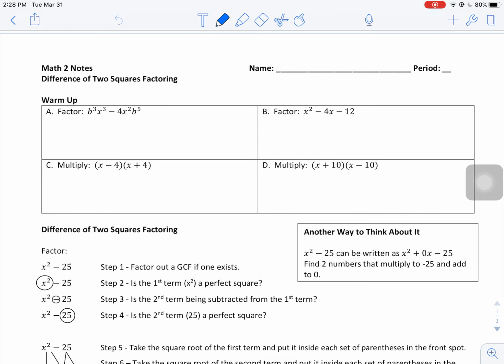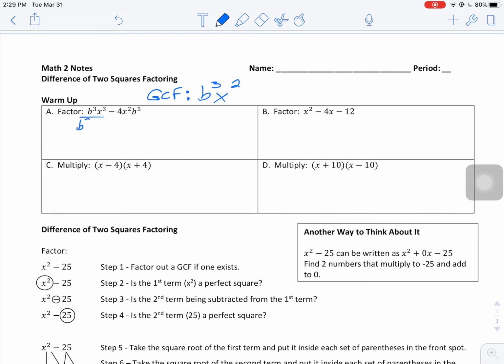So whenever you're trying to factor, you always want to factor out the greatest common factor first if one exists. So on warm-up A, let's see if we have a GCF. I'm pretty sure we do. So both terms have at least a b to the third, and both terms have at least an x squared.